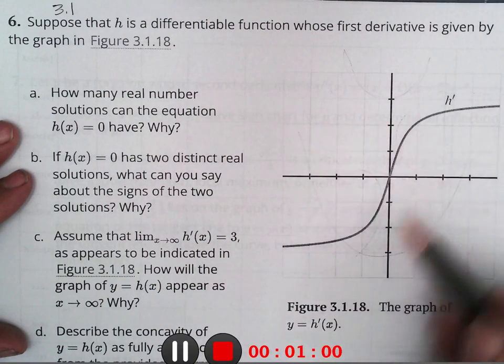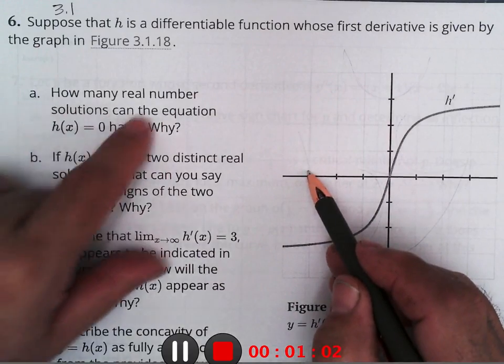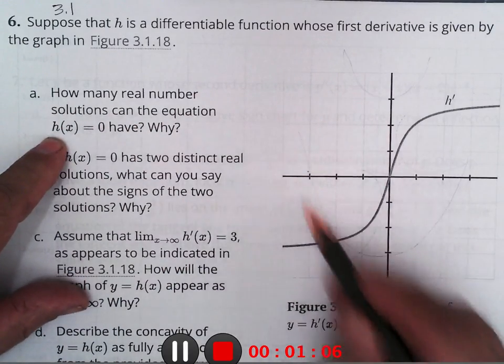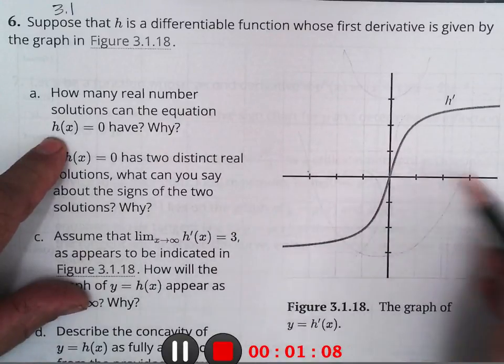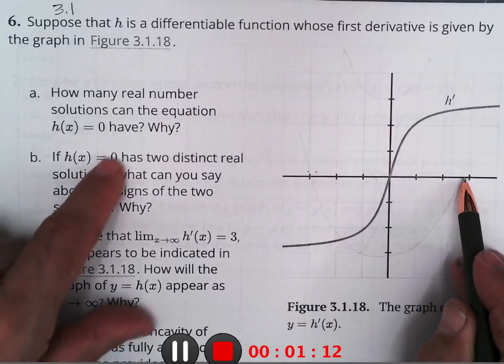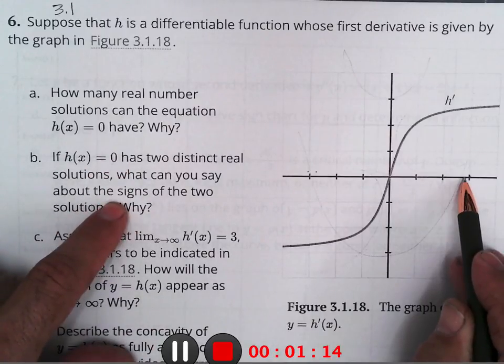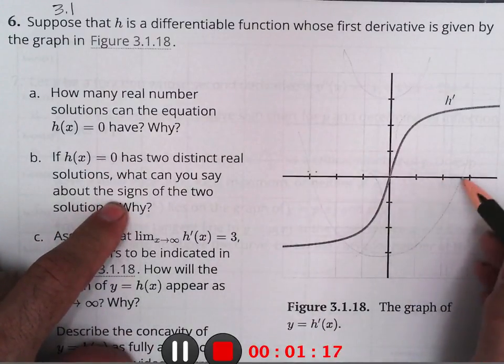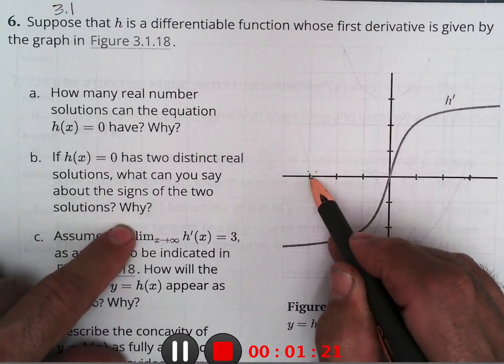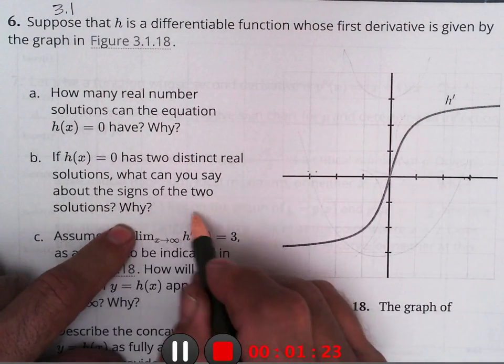So how many solutions can this equation have? Well, it could have 2, one on either side, and they'll be equally spaced. So when it asks what's the sign about them? Well, if this crosses somewhere over here, like maybe at 3, the other one will be at negative 3. So the two solutions will be equal and opposite.